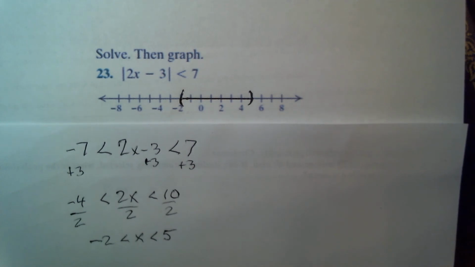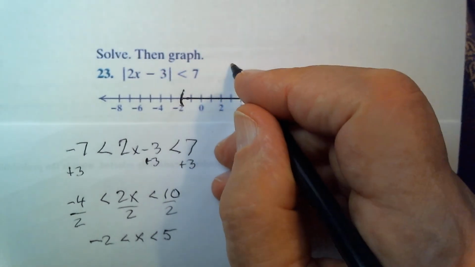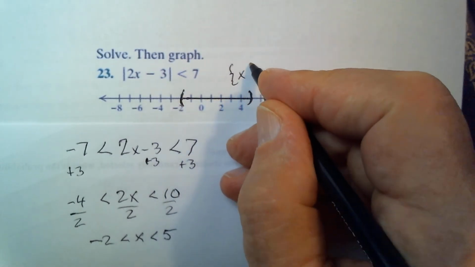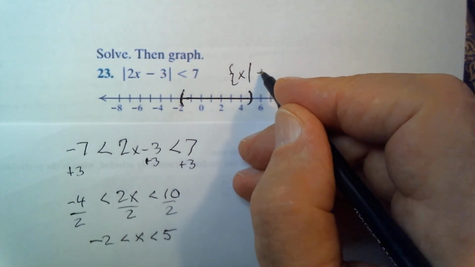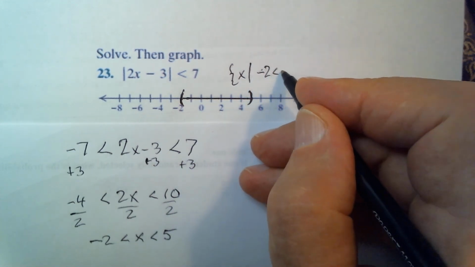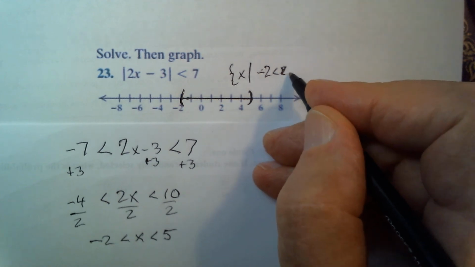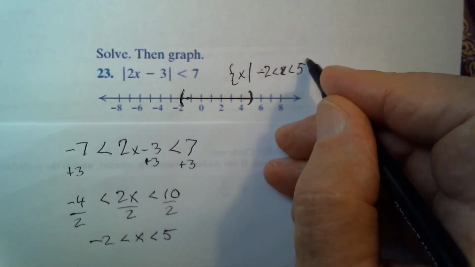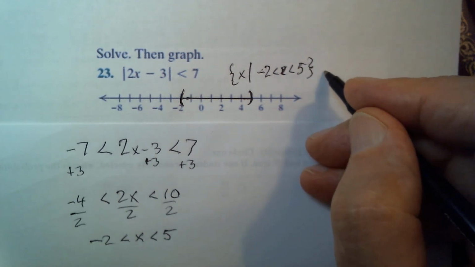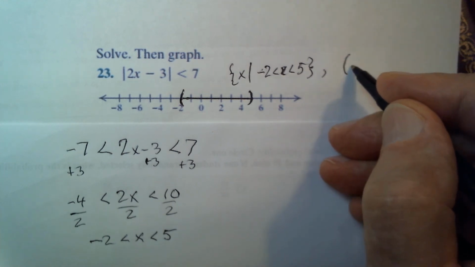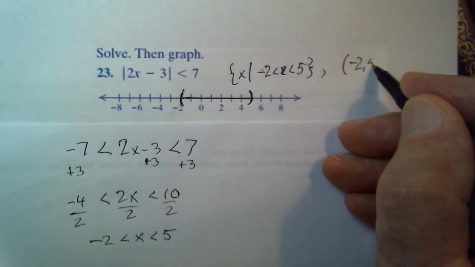And in set notation, we can write it as the set of all x such that x is greater than negative 2 and less than 5. And in interval notation, we simply write it as minus 2 comma 5.